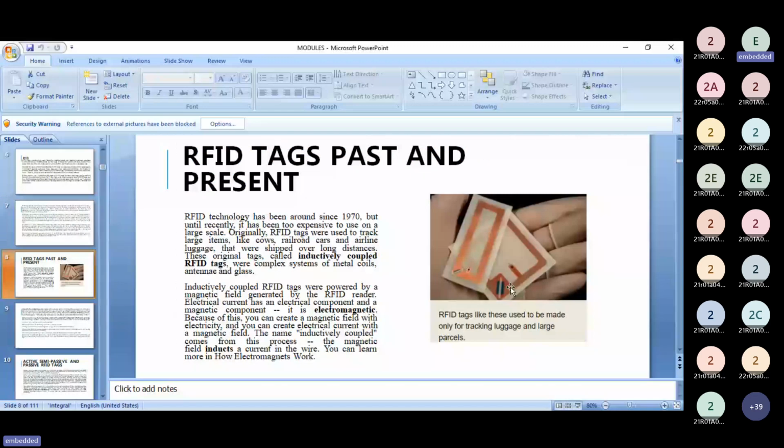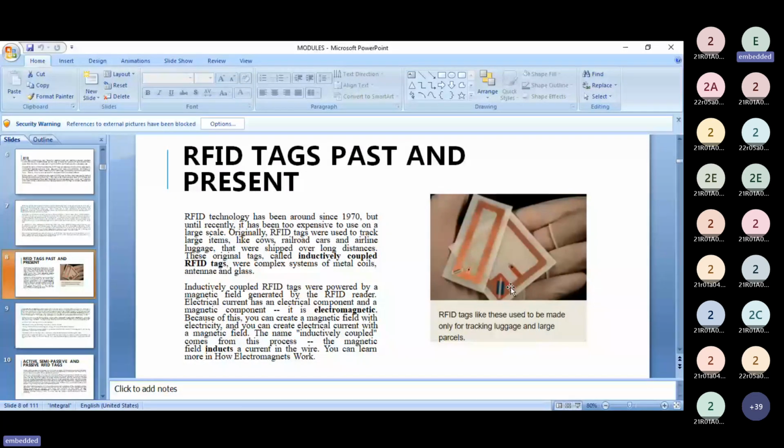RFID technology has been around since 1970, but until recently it has been too expensive to use on a large scale. Originally, RFID tags were used to track large items like cows, railroad cars, and airline luggage that were shipped over long distances. These original tags, called inductively coupled RFID tags, were complex systems of metal coils, antennas, and signals. Inductively coupled RFID tags were powered by a magnetic field generated by the RFID reader.